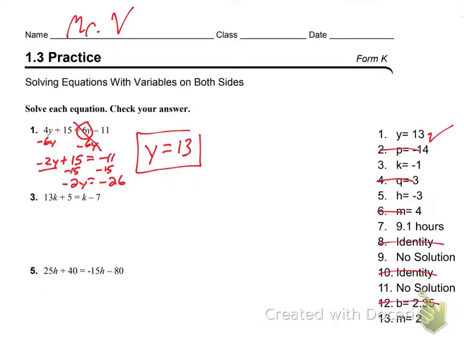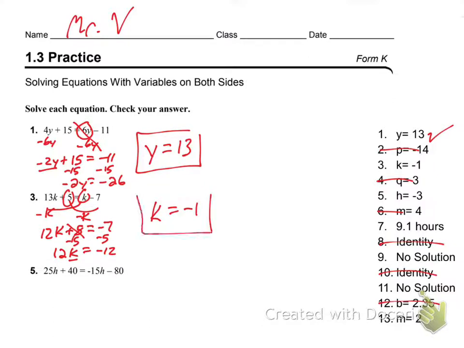All right, so number 3, I'm going to bring k over. Get the k over here. Bring 5 over here. So negative 1k to both sides. That's going to give me 12k plus 5 is equal to negative 7 minus 5 on each side. So I'm going to have 12k, these cross out, is equal to negative 12. And then I'm going to divide each side by 12 because I want to get k by itself. So I'm going to have k is equal to negative 1. Check my answer. Good to go.